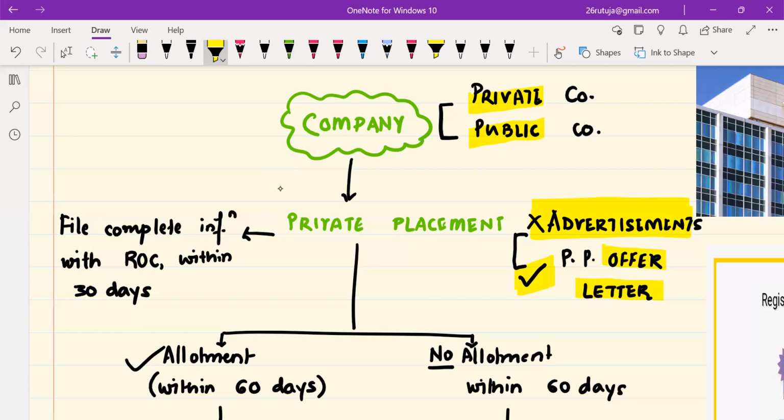Entire information relating to the private placement is to be filed with ROC within 30 days.